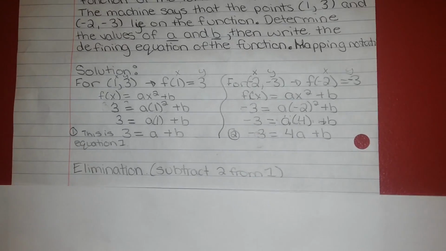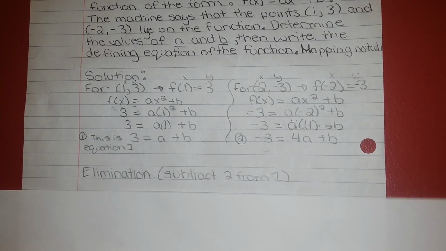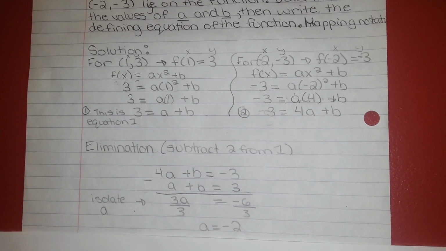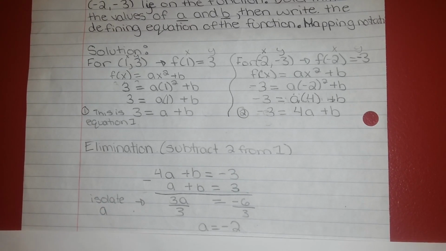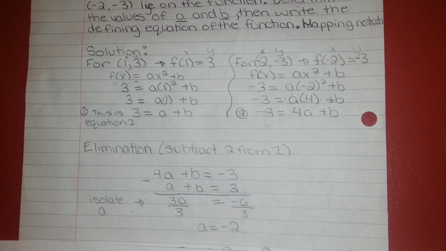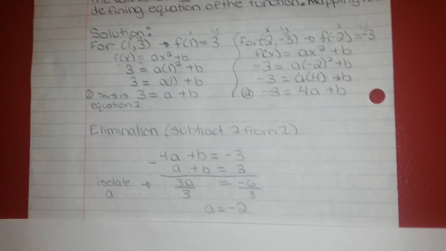Basically, we're going to subtract our equation number 2 from our equation number 1. Once we subtract, we're left with 3a equals -6. However, we cannot leave it like that. We need to isolate a. Therefore, we're going to divide by 3 on both sides, and we're left with a equals -2.